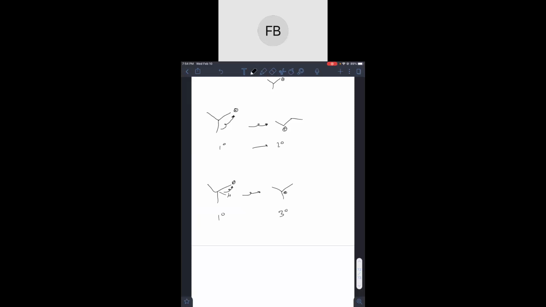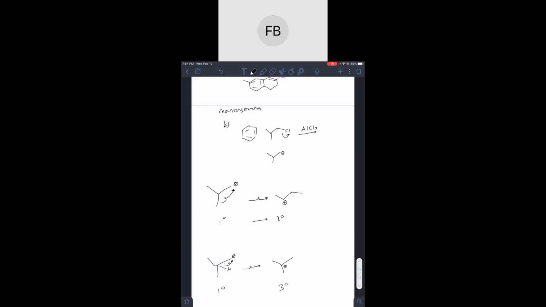Then the tertiary carbocation is just going to be attacked. So I'm going to rearrange this. Positive charge here, positive charge is going to attack there. We get this, with the tertiary carbocation attacked. Questions?